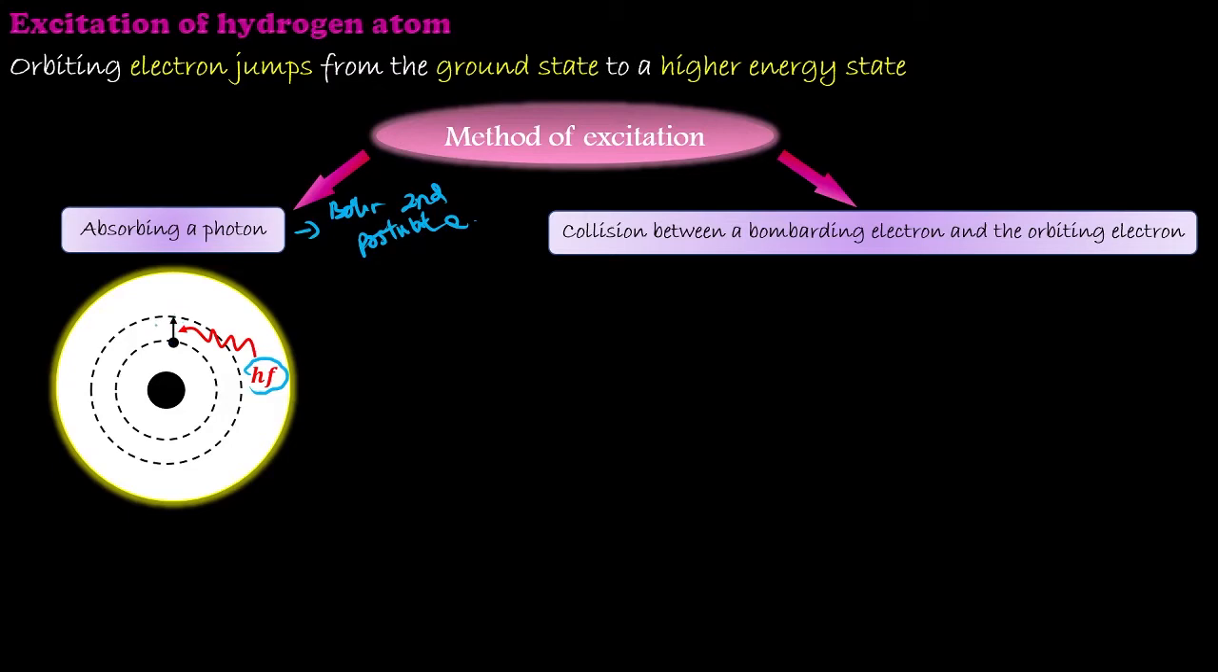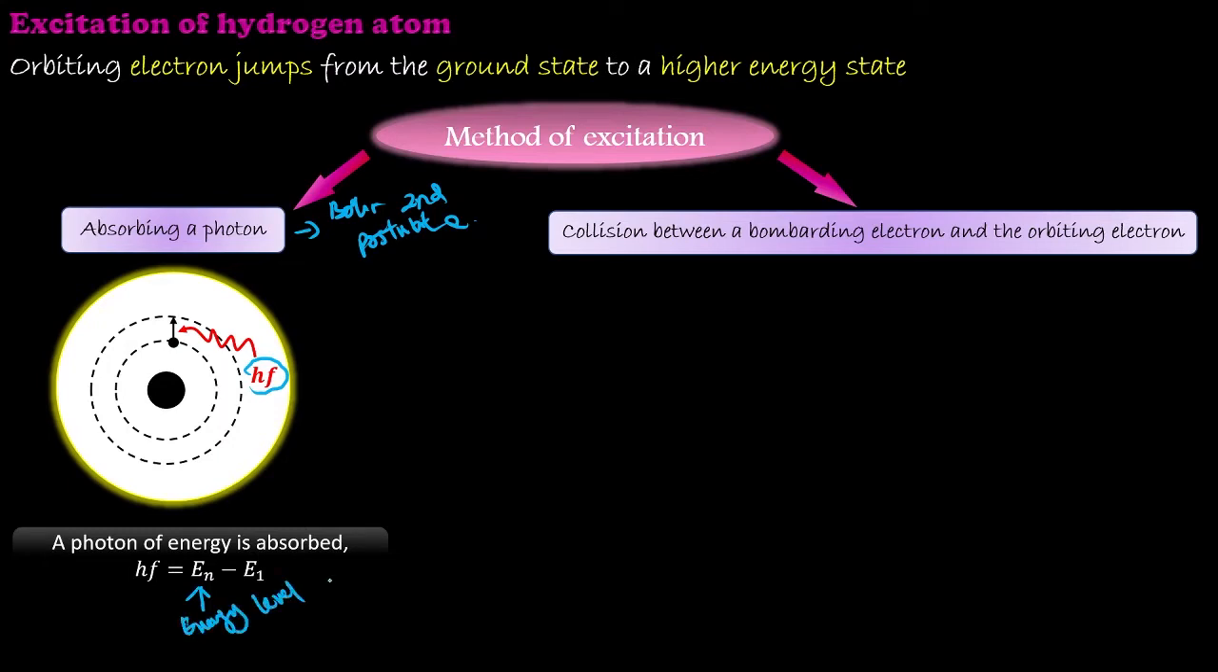So this hf, the photon energy absorbed, must be equal to En minus E1. En here is the energy level in the higher state. Let's say it moved from n equal to 1 to n equal to 3. So this one will be E3. This photon energy must be exactly the same as the difference between these two energy levels. If not, it cannot be excited to that level.